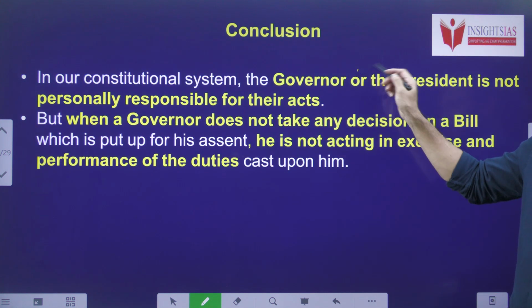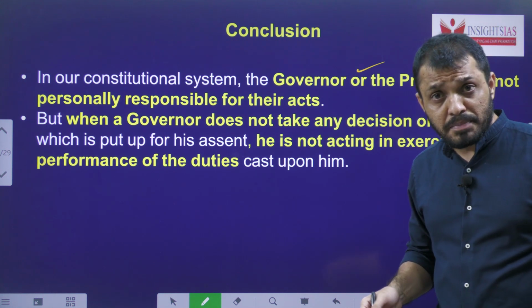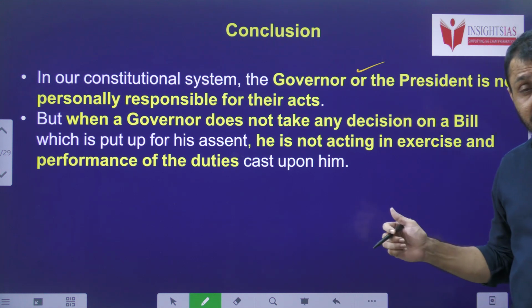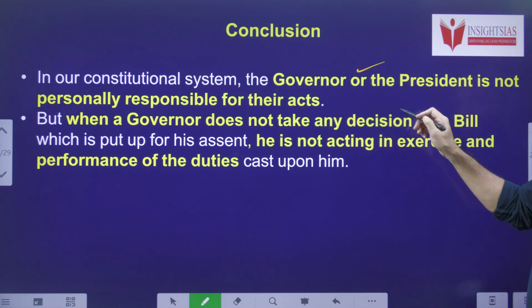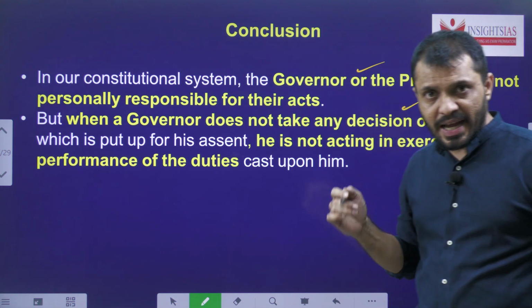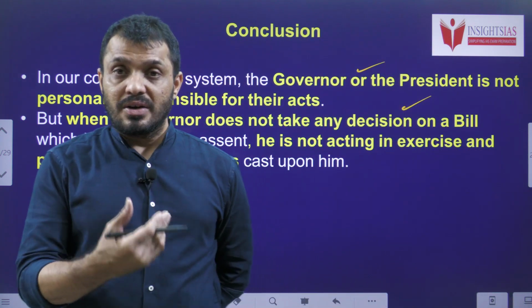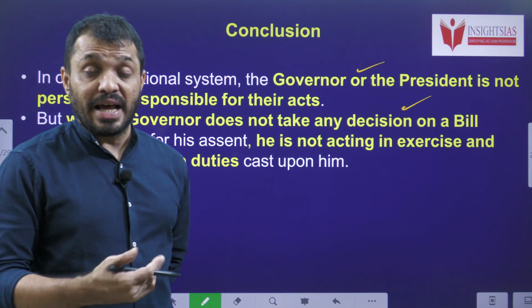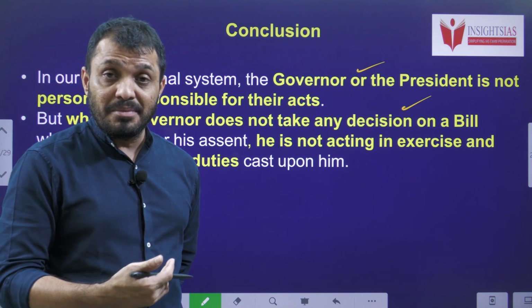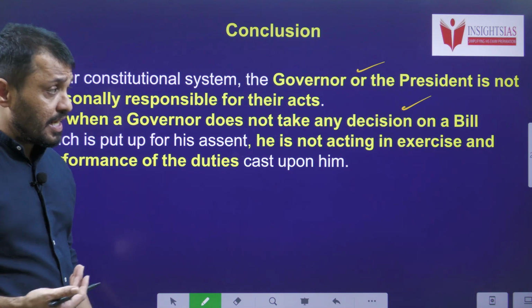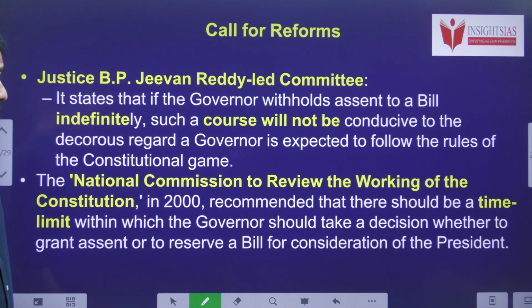What is the conclusion? The conclusion is that the governor or president is not personally responsible for their act, but at the end of the day, the government is responsible for their act. Government is accountable to the people. So the president or governor's action should facilitate the government's transactions with the people. Rather than that, their action should not create any roadblock to governance.